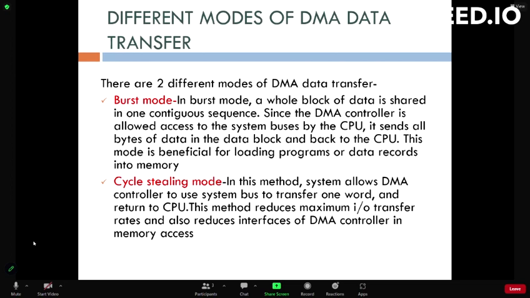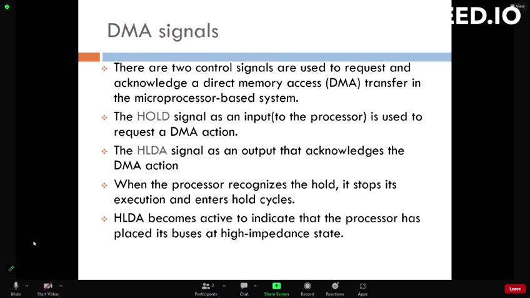There are two modes of DMA data transfer. First is burst mode, in which the whole block of data is transferred in one continuous sequence. This method is beneficial for loading programs or data records into the memory. And the second method is cycle stealing mode, in which the DMA controller uses the system bus for transfer of one word and returns it to the CPU. This method reduces the maximum I/O transfer rate and also reduces interference of the DMA controller in the memory access.